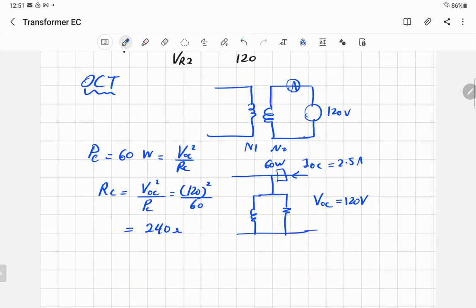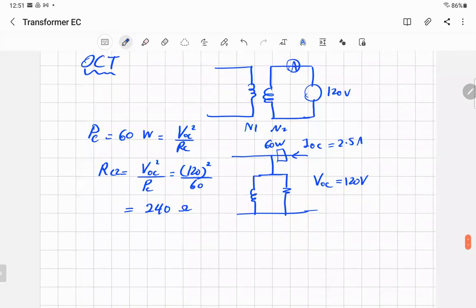But to be cautious, since the open circuit measuring instrument is on side 2, write this RC2 to know where it is. So I'm doing that just to make it clear. That's RC2. Now, once you get that, you put the value, 240 ohm. Then the second step, find IC. How do you find IC? Just divide the voltage by the RC. So IC2, because on side 2, is equal to the voltage divided by RC. The voltage is 120 divided by 240. That will give you 0.5 amp.